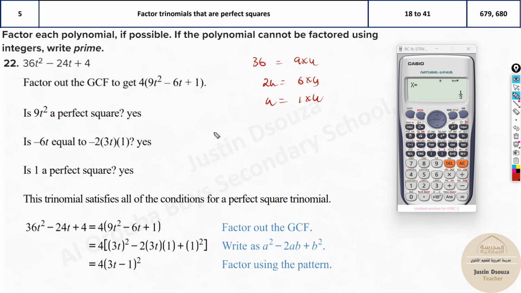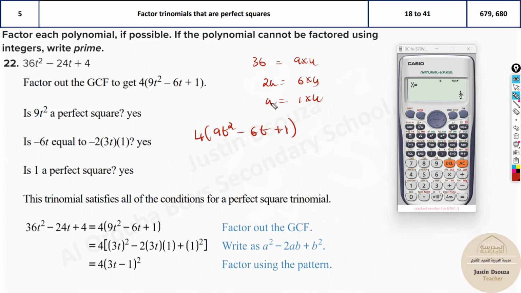When you remove common terms like 4, what remains here? 9t squared minus 6t plus 1. So this is what remains. The easy way is to see what's common. 2 is also common, but I can easily see 4. So you can just divide 36 by 4, it'll be 9. Then 24 by 4, 6. Minus is there, minus 6. And then lastly 1.